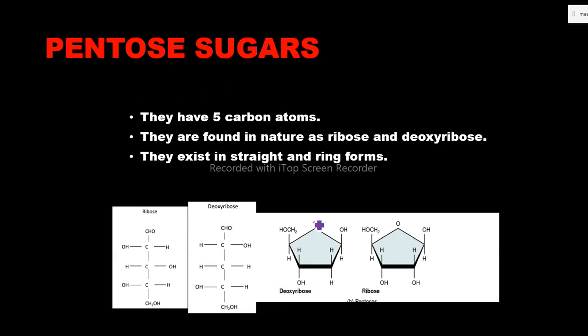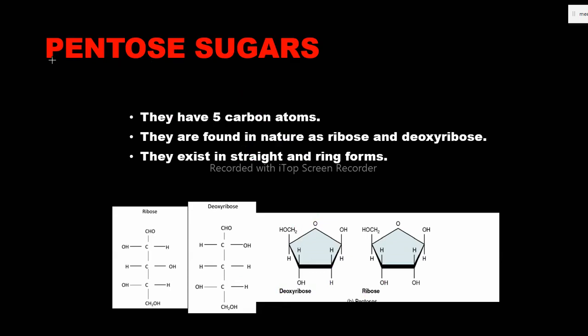Now let's be specific. Let's talk about the pentose sugars, pentose in red. Pent means 5, and -ose is how we name carbohydrates. Pentose sugars are made up of just 5 carbon atoms, and they are found in nature as ribose. These are the examples: the ribose and the deoxyribose sugar.